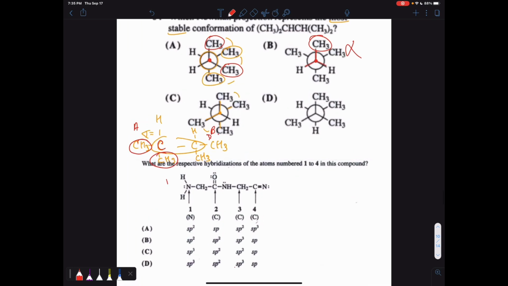So now looking at D, it says that the C in the front, which is also the same case, has 3 CH3s, and the back one has 1 methyl. So that's also automatically wrong, making my only option C.